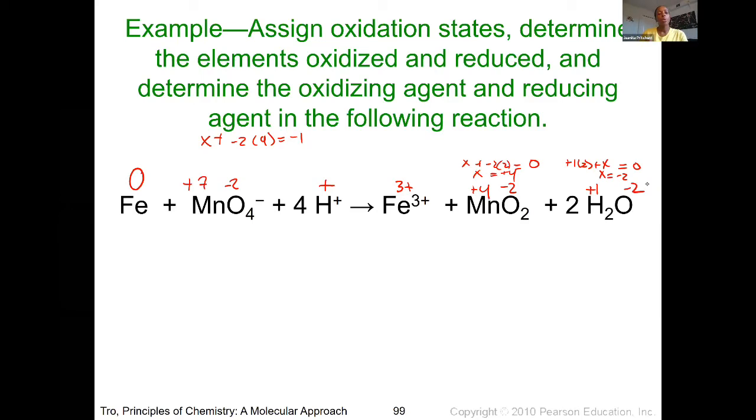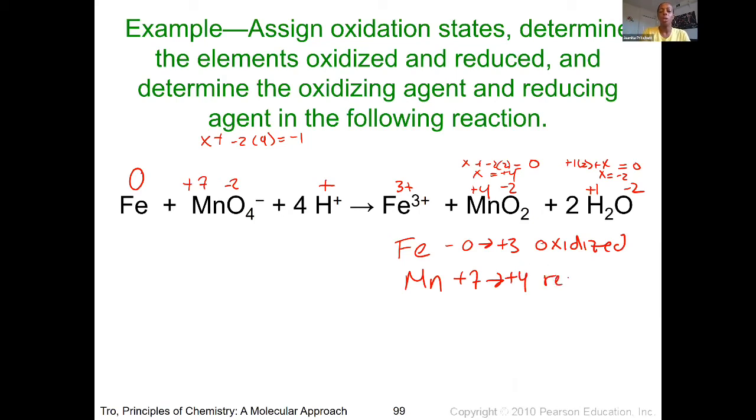We then go through and look to see who's being oxidized, who's being reduced. Iron, we see, went from 0 to +3. And so this would be considered oxidized. And we also noticed that manganese went from +7 to +4. So the number went down. It's being reduced. It gained some electrons.